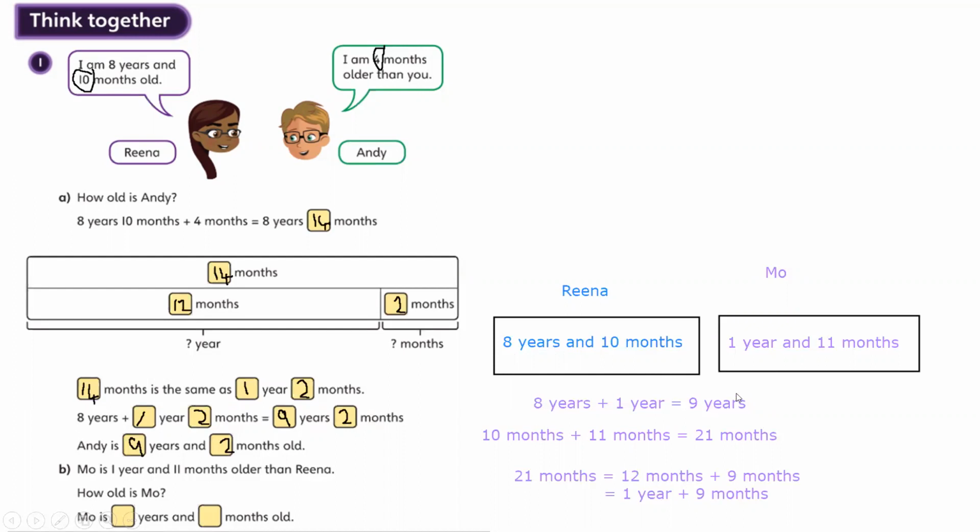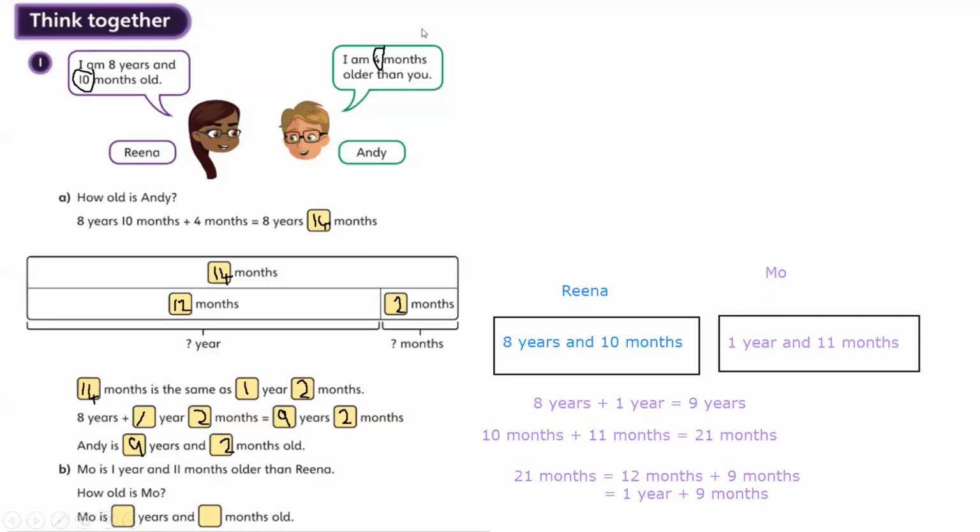And then we're looking at the months. We've got 10 months and 11 months. So 10 months plus 11 months is 21 months. And we know from our conversion that 12 months equals 1 year, but 21 is greater than 1 year. So we're going to look at 12 months and how much we can split them. So 21 months is the same as 12 months and 9 months. So that's the equivalent to 1 year and 9 months.